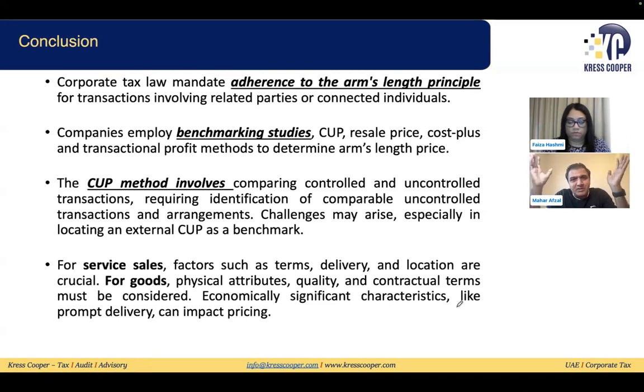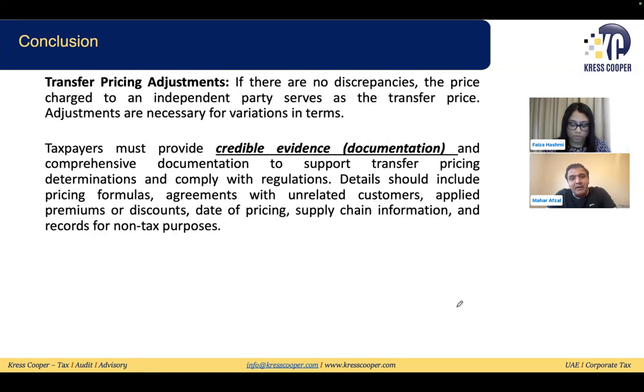If the circumstances are the same, goods are the same, quality, quantity, size, everything is the same, the price should be the same. If the circumstances are different, then we need to make the adjustment. While making the adjustment, we need to consider multiple factors as discussed: location, delivery, physical attributes, quality, contractual terms. All these factors we need to consider. Then at the end, if required, we need to make the adjustment.